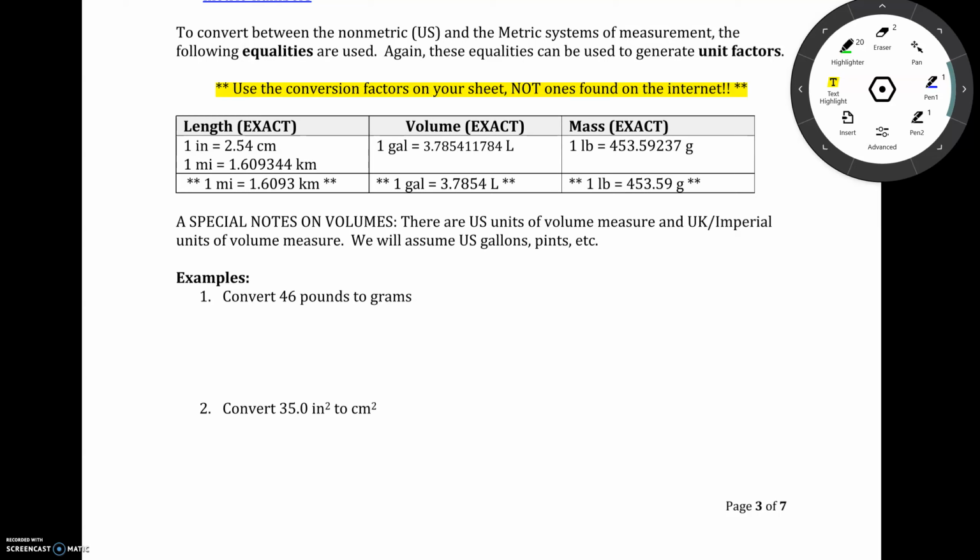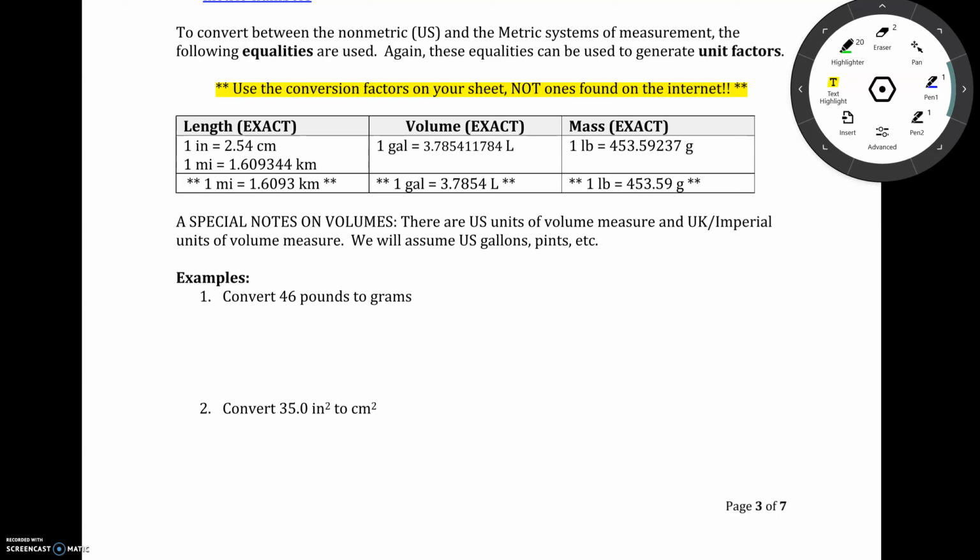For mass, we're not going to use the conversion factor between pounds and kilograms. A short way people often convert is to say, oh, 1 kilogram is 2.2 pounds, and although that's quick, it's not accurate enough for us. That's only accurate to 2 significant digits. So instead, we've got the conversion factor between pounds and grams, accurate to 5 significant digits. 1 pound is 453.59 grams.